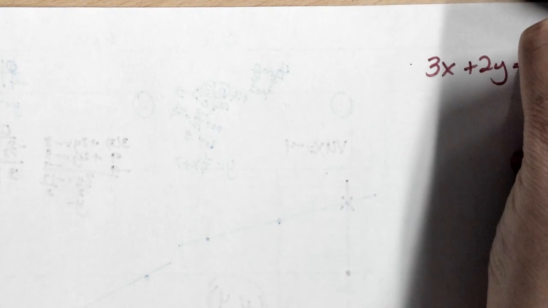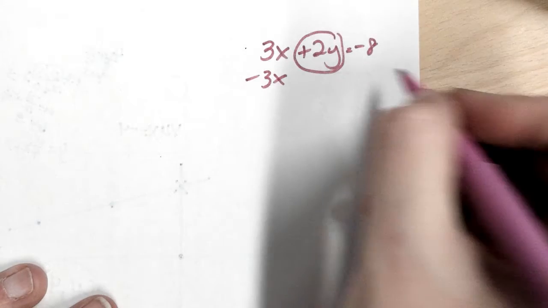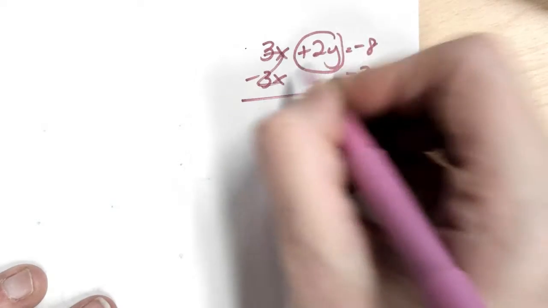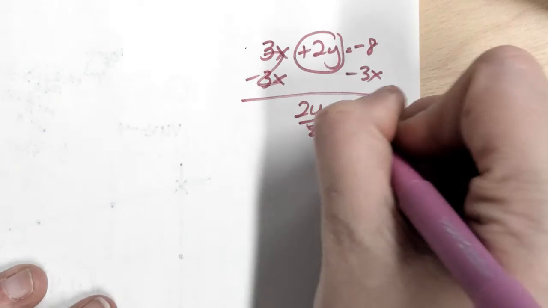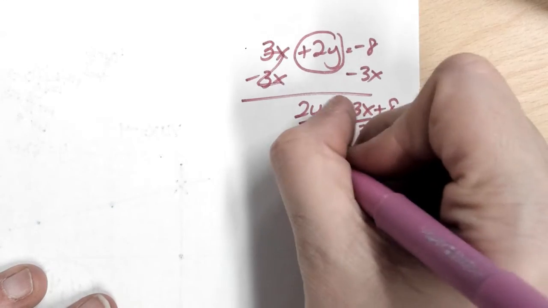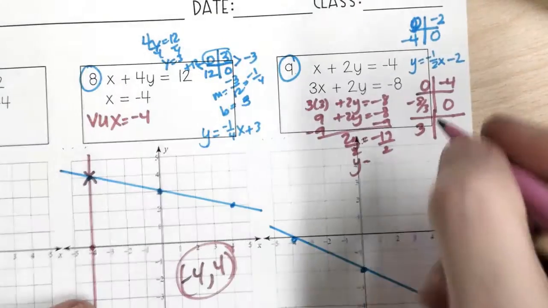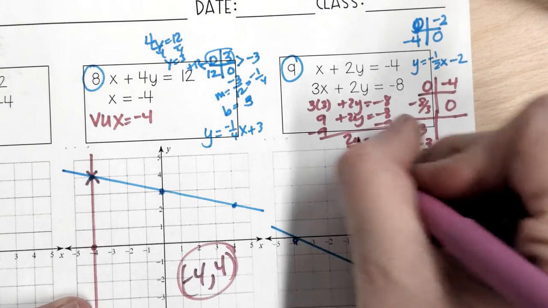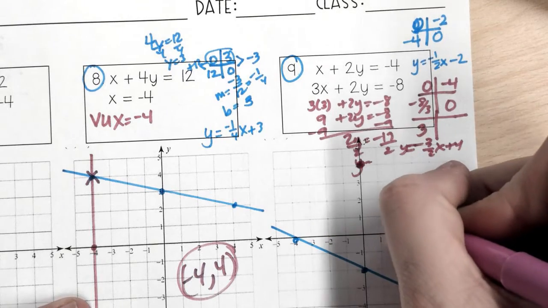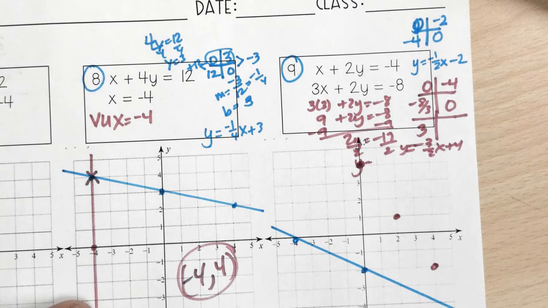So the equation is 3x plus 2y equals negative 8. Remember, I want to get 2y by itself. So I'm going to subtract 3x from both sides. 2y equals negative 3x minus 8. When I divide both sides by 2, I get y equals negative 3/2 x minus 4. So I'm going to start at negative 4. I'm going to go down 3 over 2, down 3 over 2, down 3 over 2.